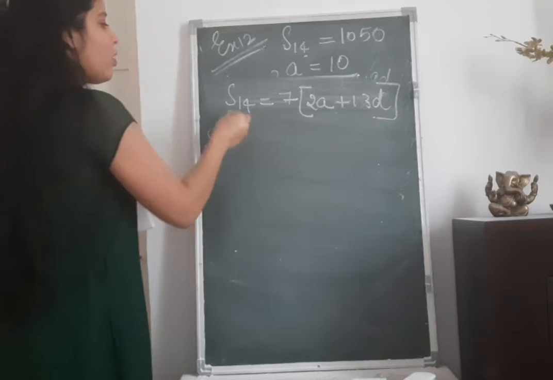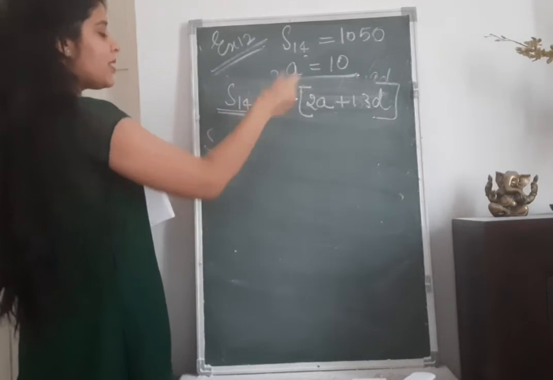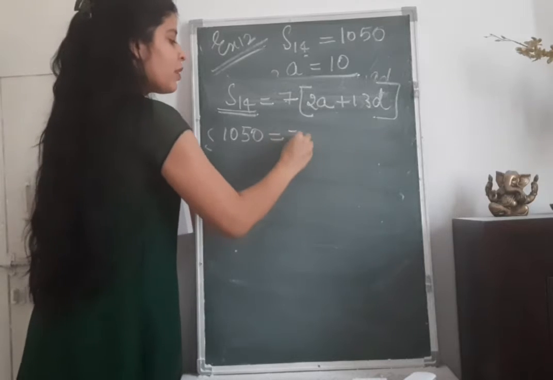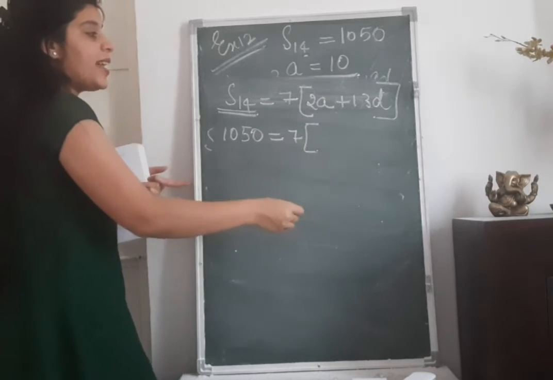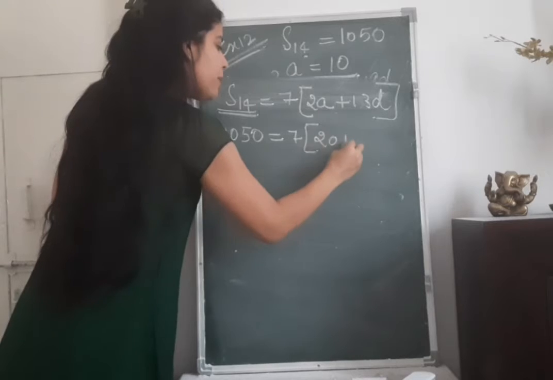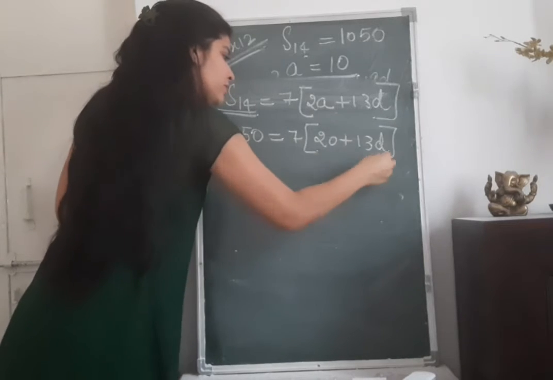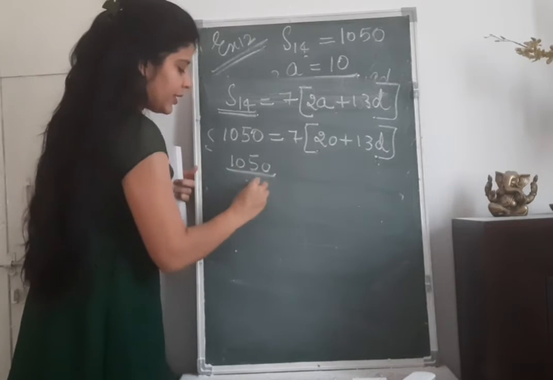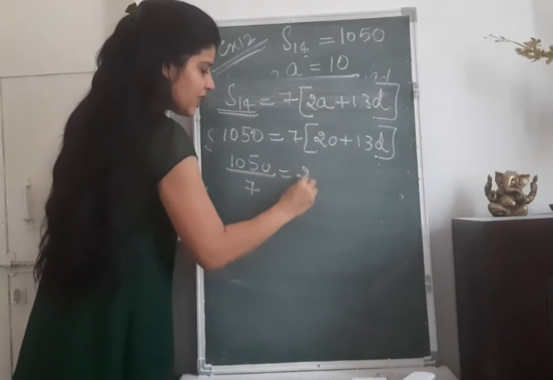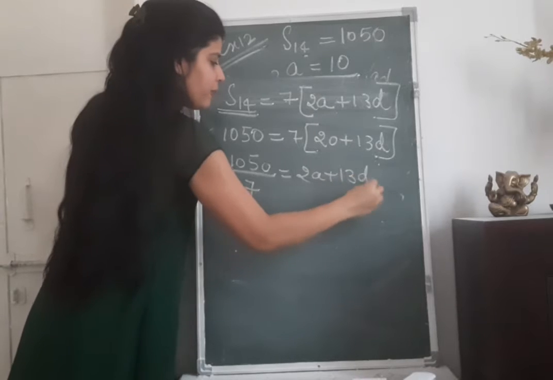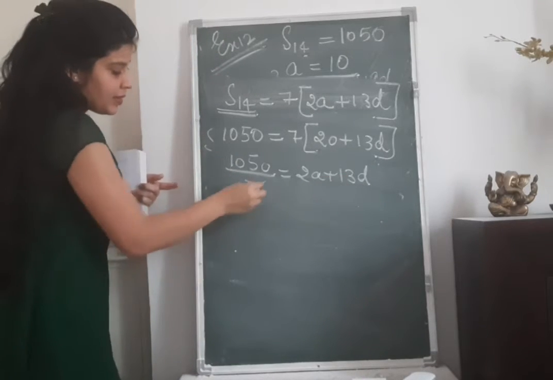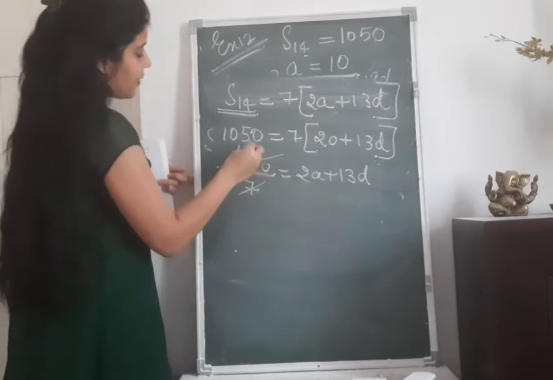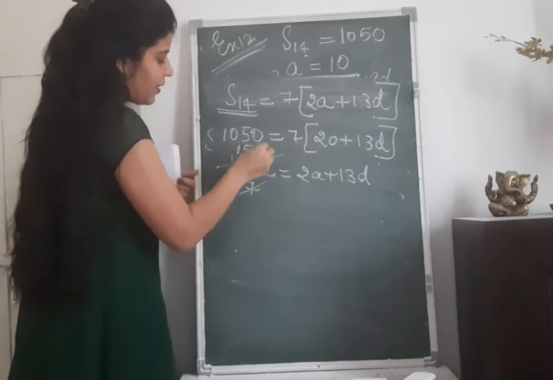What is the sum of first 14 terms? 1050 is given to us. Putting it in this equation, first term is 10, so 2 into 10 is 20 plus 13d. 1050 divided by 7 is equal to 2a plus 13d. 7 ones are 7, and 7 fives are 35, and 0.